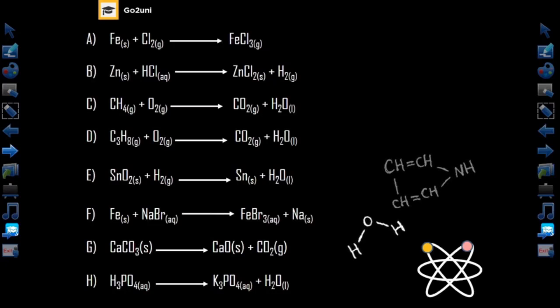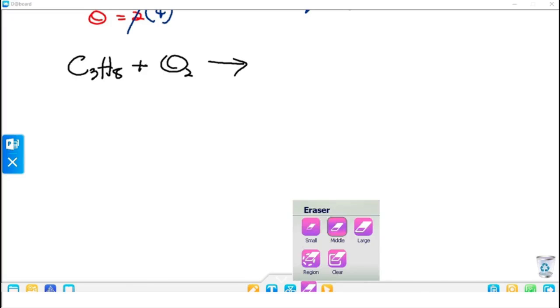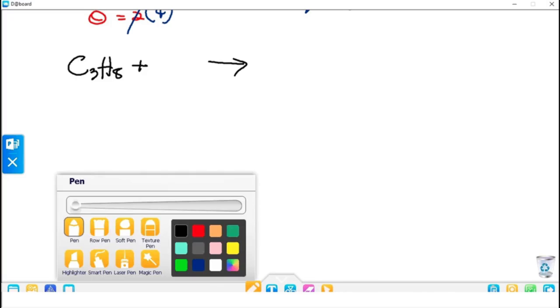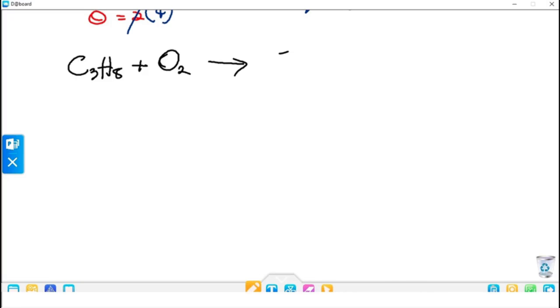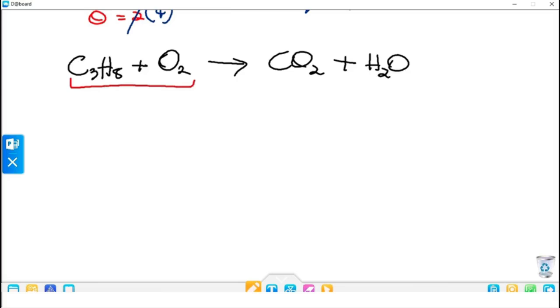To balance the equation, we have our propane, C3H8, plus O2. That gives us CO2 plus H2O. So, how do we balance the equation since it's not balanced? The same way we did.